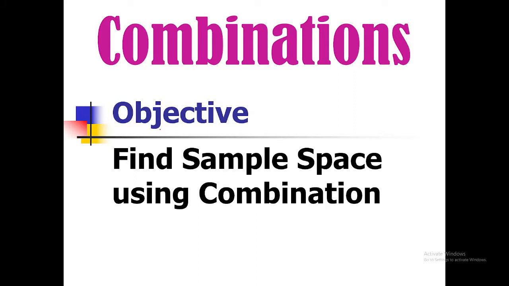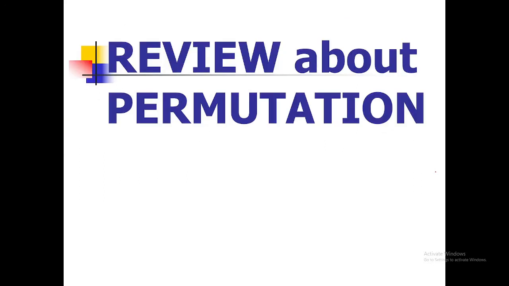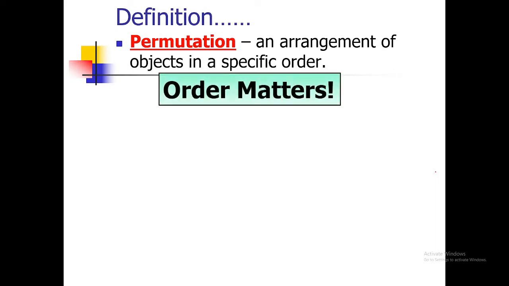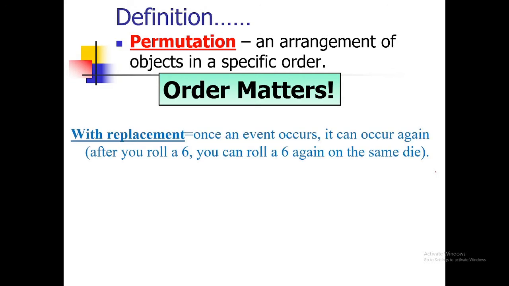Having combinations, this will be our objective for this afternoon: to find the sample space using combination. Now, let's have a review first about permutation. We have started with the different counting principles, and we have finished permutation already. Permutation is an arrangement of objects in a specific order. Take note, order matters in permutation.